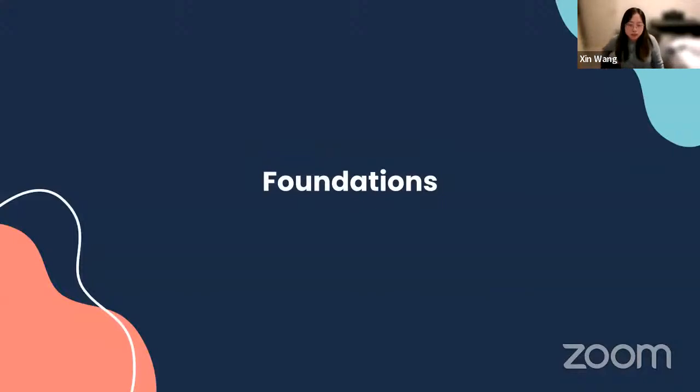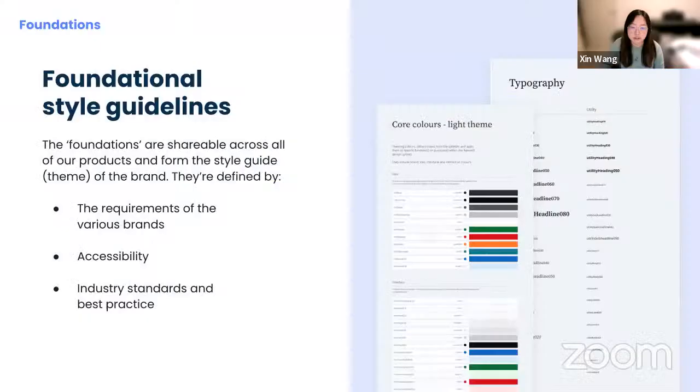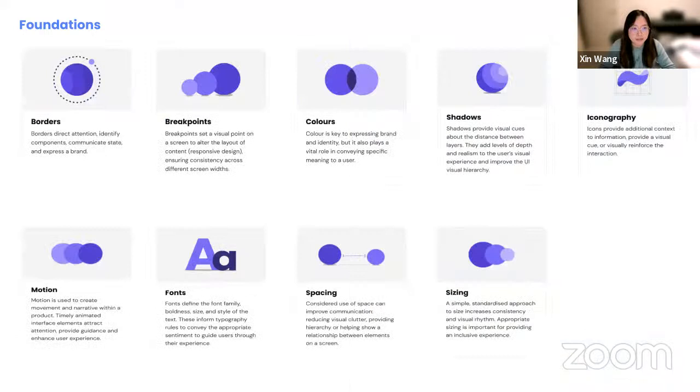Cool. So I've talked a lot about the themeable design system. What is actually in our NewsKit theming system that makes it so special? One important part is our foundations. The foundations are shareable across different products. They form the style guide of different brands, and they are defined by the different requirements from different brands, the accessibility guidelines, industry standards, and so on. And in NewsKit, we have those foundations in those 9 categories.